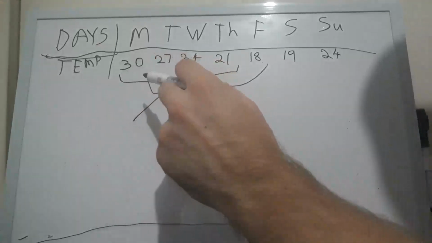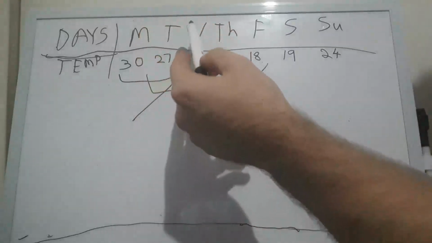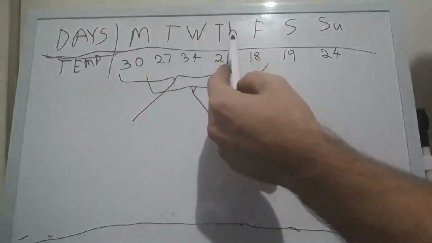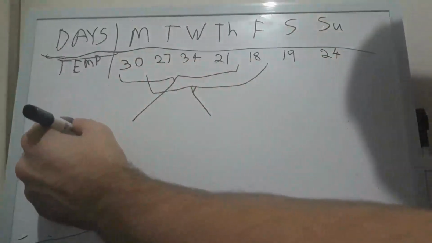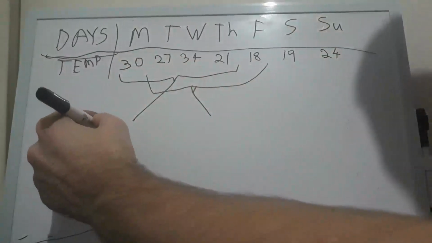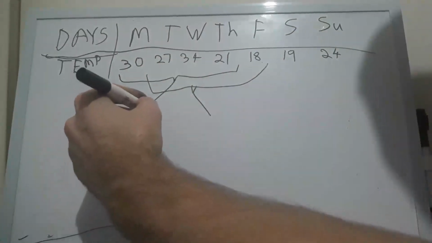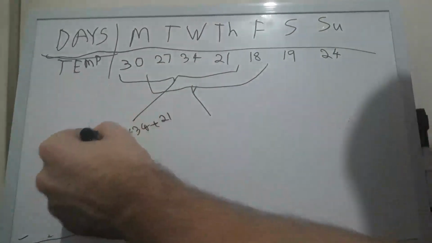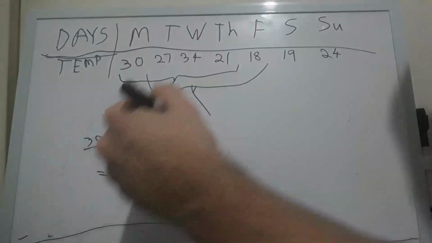Which one are we doing it for? I totally forgot. For Wednesday, because Wednesday's got 2 on the left and 1 on the right, and then 1 on the left and 2 on the right. So then you would do 30 plus 27 plus 34 plus 21 divided by 4. Now let's say it's equal to x.